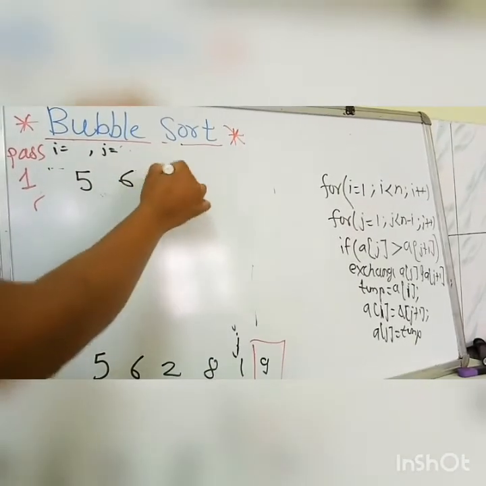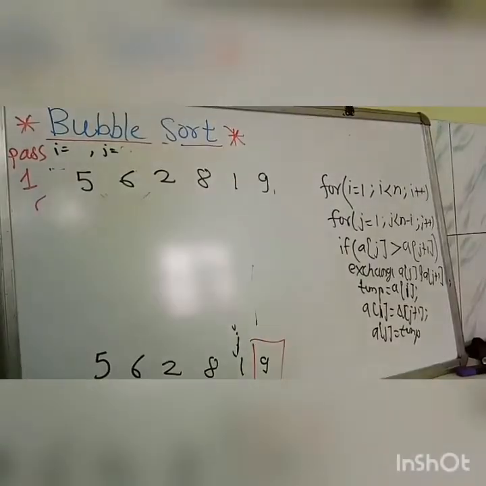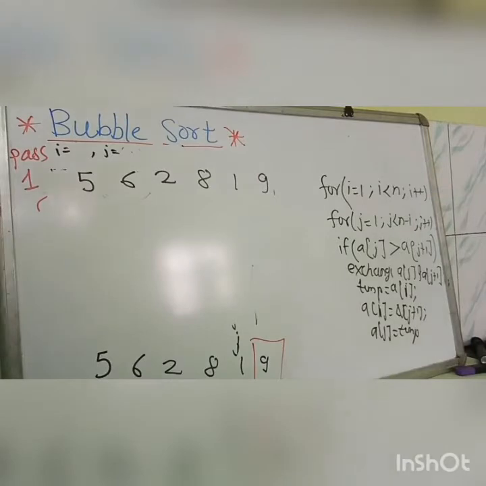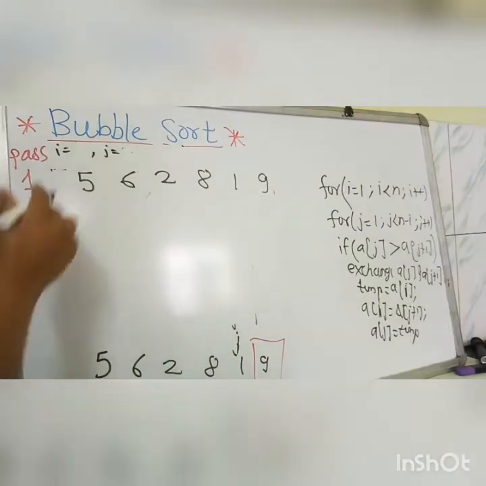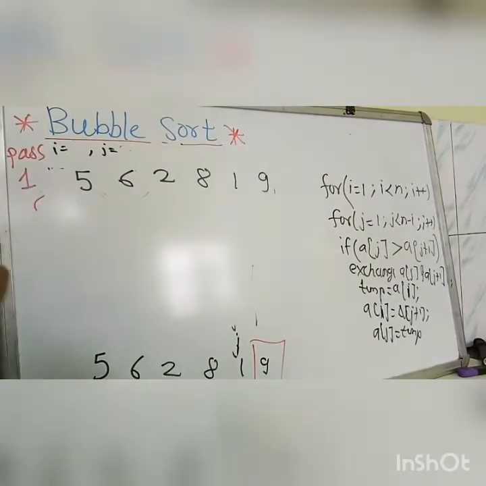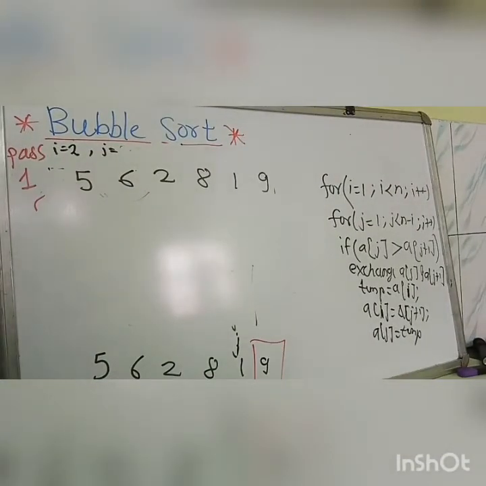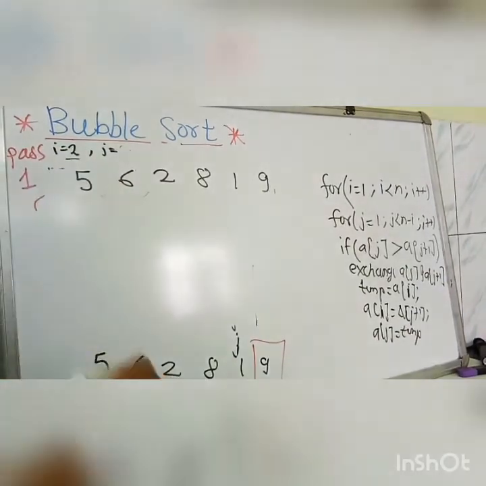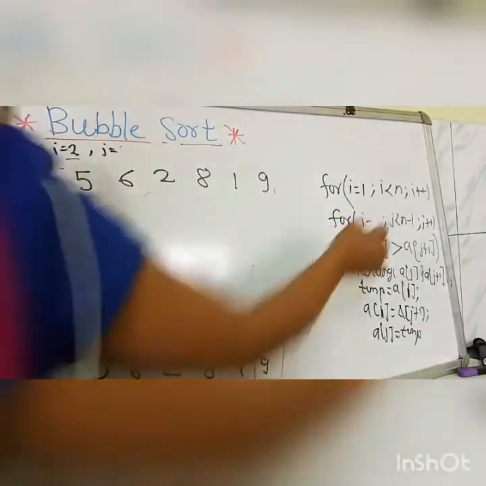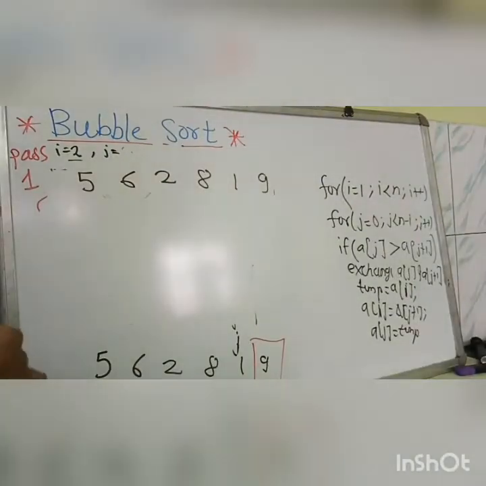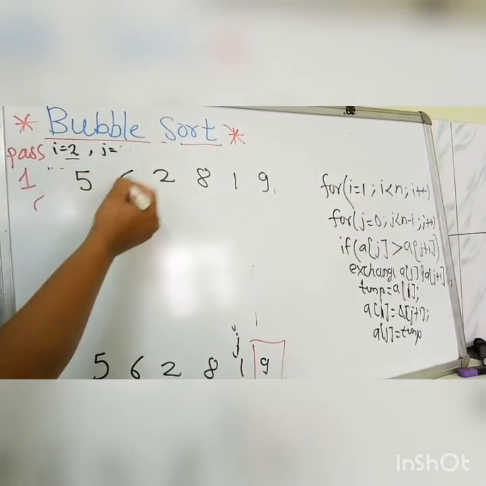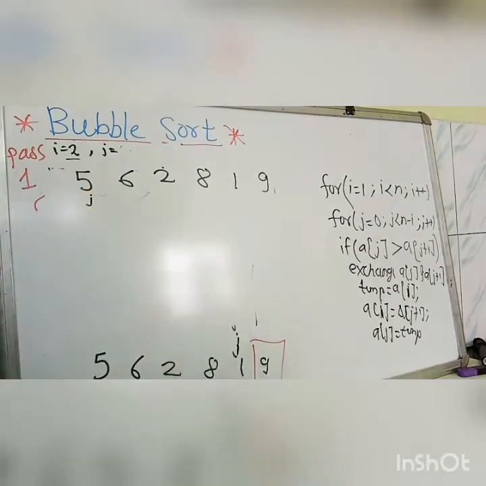5, 6, 2, 8, 1, 9. As 9, the biggest element, is now placed at the last position, we will again start with the next element. As in the first case I was first, here I is second. Then it will start its comparison. Though I will start from 2, examine that j will always start from 0. I is at this place, but j will start from here.